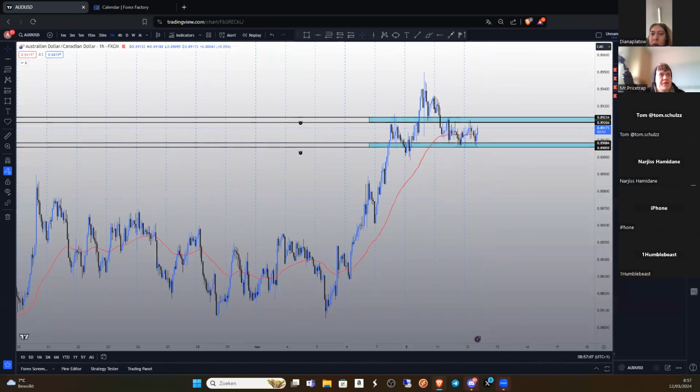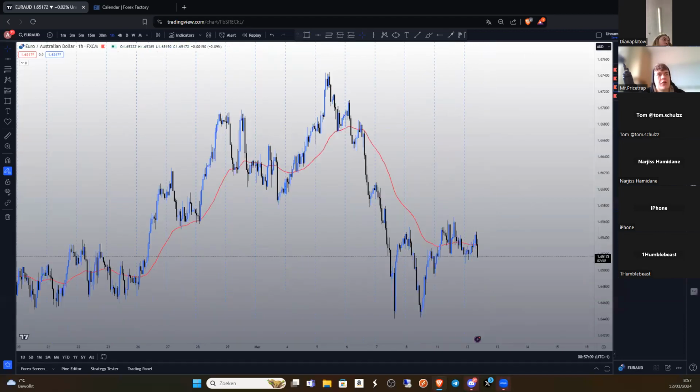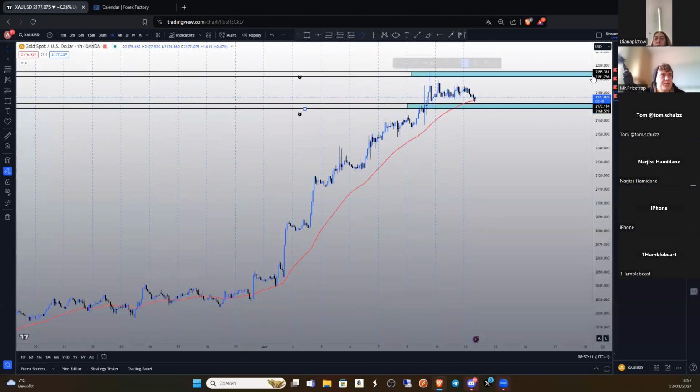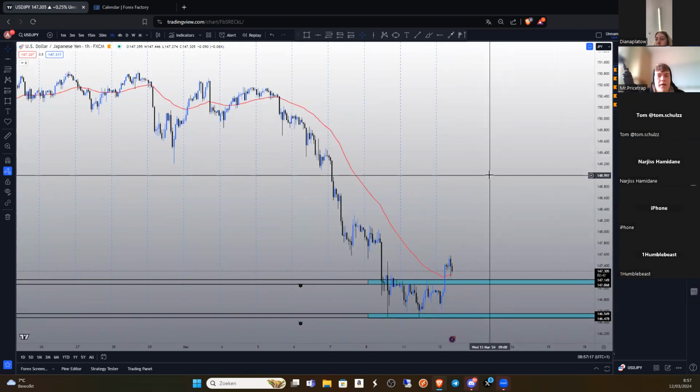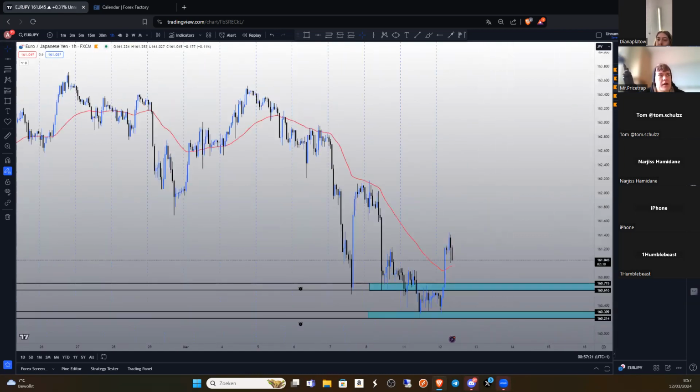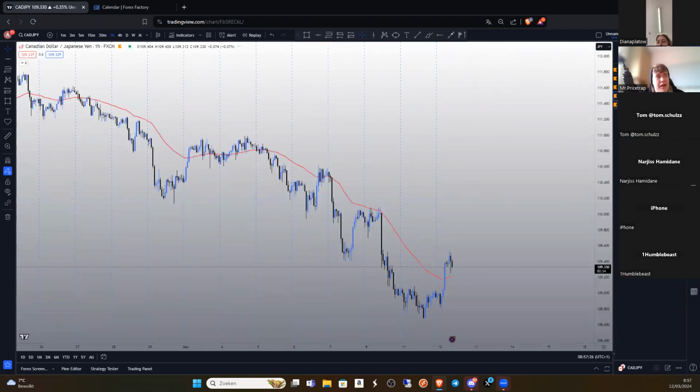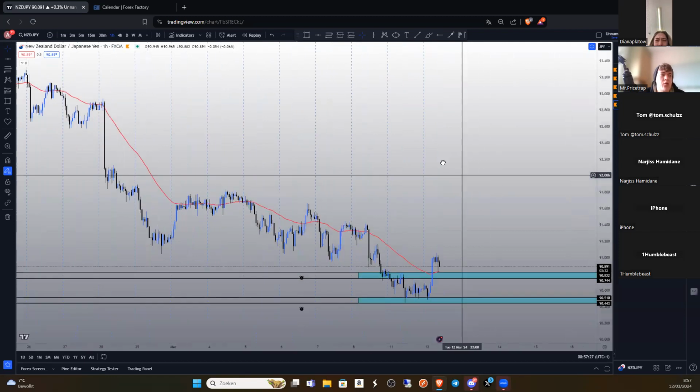So we have 4 price traps that didn't break out yet. That's AUD CAD, AUD USD, EUR AUD, and of course gold. And then we have the price traps that we are waiting for the retest, or all the JPY pairs. All right. So the USD JPY, the EUR JPY, the AUD JPY, the CAD JPY, and the NZD JPY.